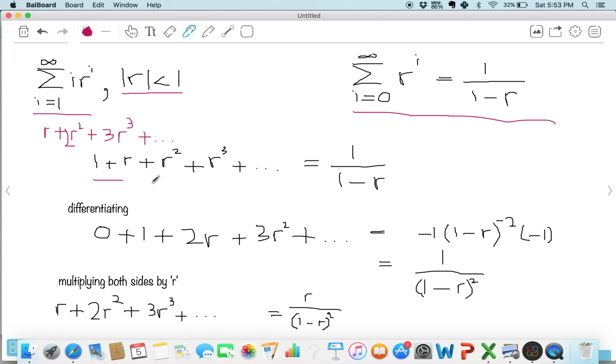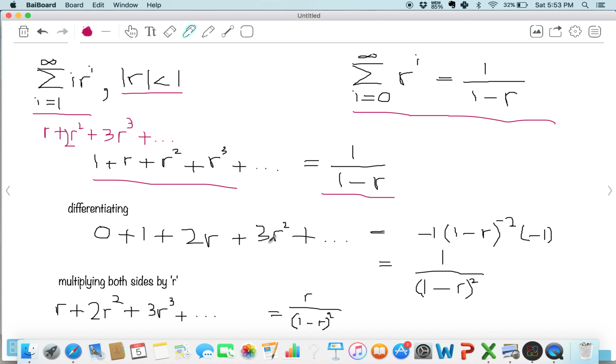We differentiate this side with respect to r and this side with respect to r. When we do that, this will differentiate to 0, this will differentiate to 1, this will differentiate to 2 times r, and so on. And if we differentiate this with respect to r, we get -1 times 1 minus r to the power of -2 times the differential of minus r, which is -1, and we end up with 1 over 1 minus r squared.